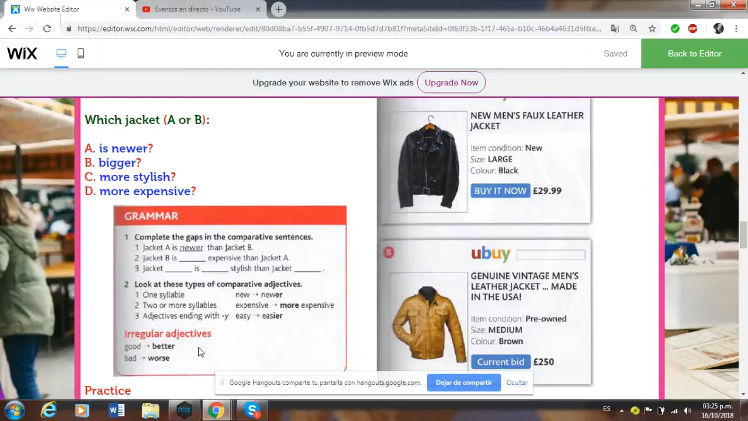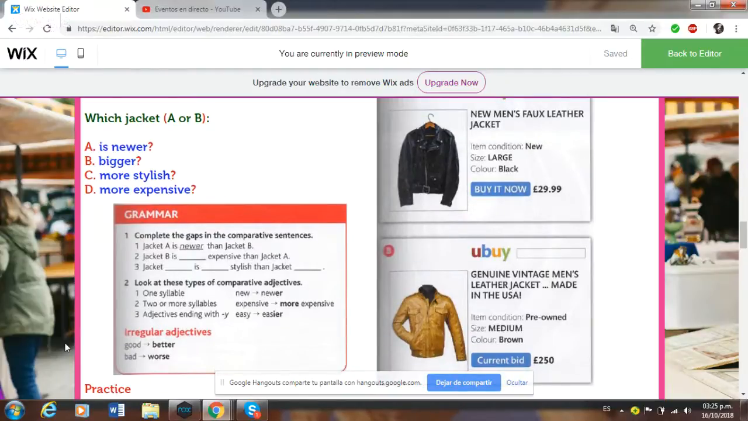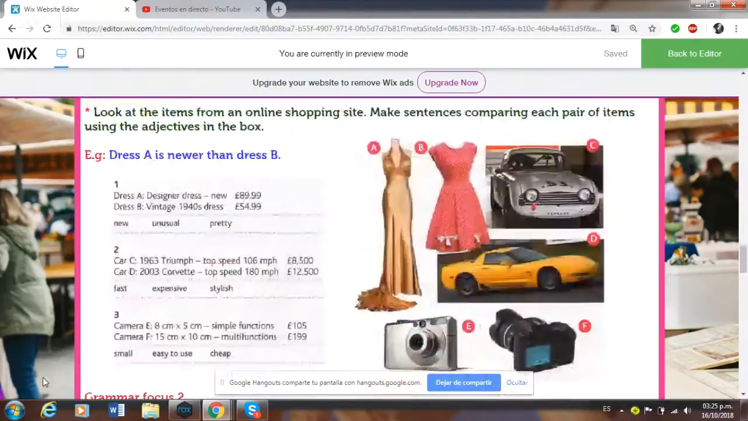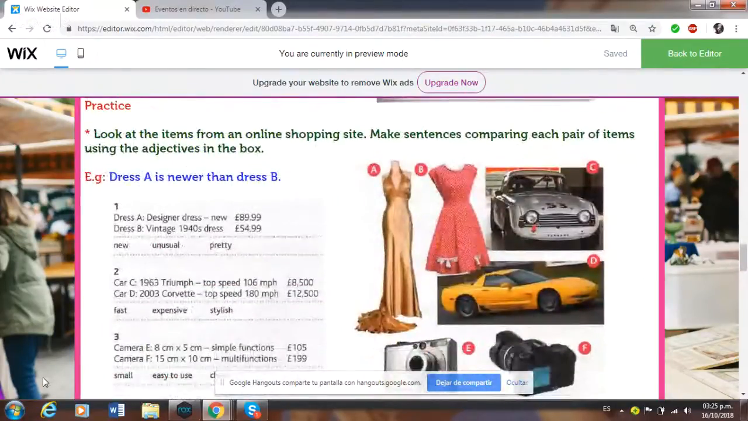Okay, irregular adjectives exercise. Remember good, better, the comparative form, but bad, worse, the comparative form, no? As in the mini exercise about the grammar. Okay, about the jackets. Okay, now you have to do another exercise, a practical exercise. And here, as you can see, practice, you need to look at the items from an online shopping site, okay?